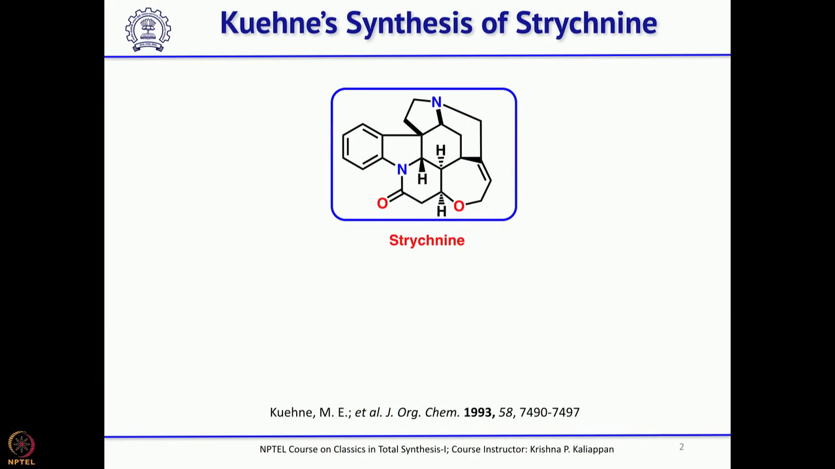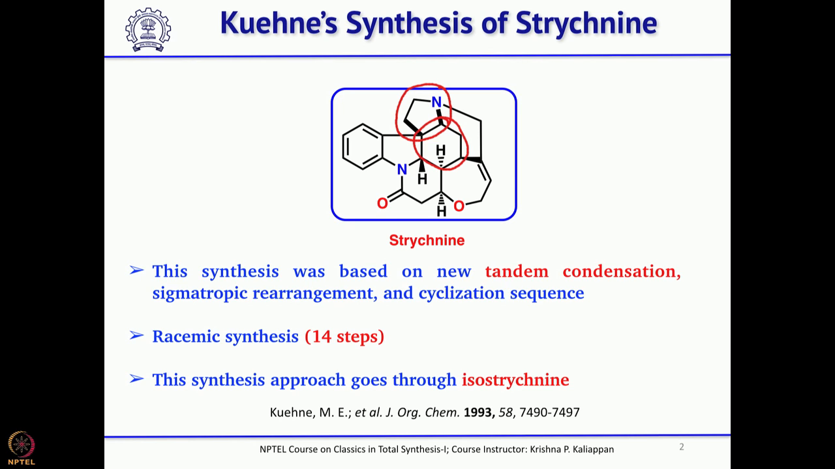In this total synthesis, again, they used the isostrychnine route, that means they synthesized via isostrychnine, and the key reaction which they used was a tandem Mannich, Cope rearrangement and Mannich reaction. That is a key reaction used to construct the 5-membered ring as well as the 6-membered ring, together using these 3 reactions in one step. First they reported racemic synthesis, then they used a chiral version starting with the corresponding chiral amino acid. Overall it took about 14 steps to complete this synthesis of strychnine.